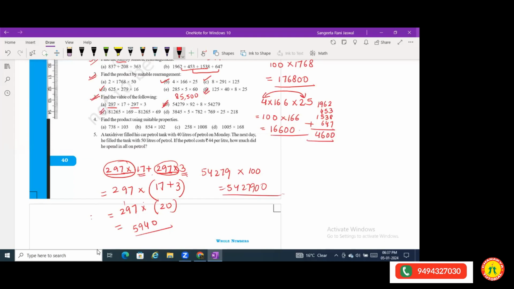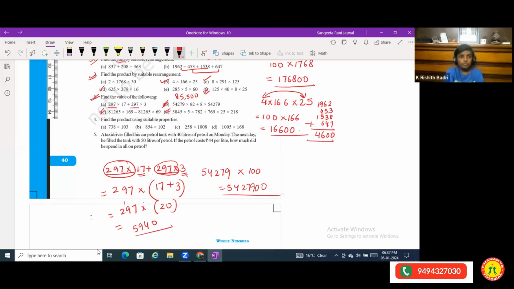Okay, children, try this C part also. Try C and D both. Okay, ma'am.